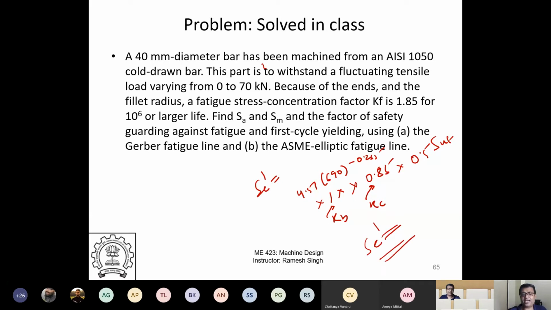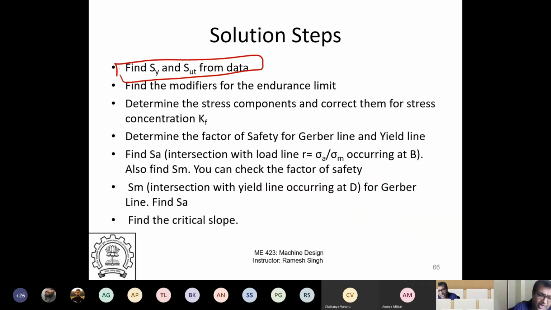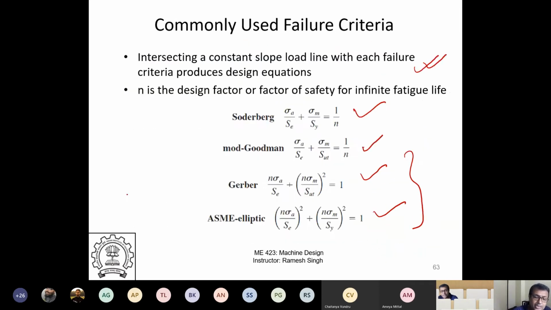This is step 2, the corrected endurance limit. Now determine the stress components and correct them for the stress concentration factor. That's important because there is a correction factor. So I will basically find sigma AO and sigma MO and multiply KF to both. If you go ahead, I'll show you why this is done here.